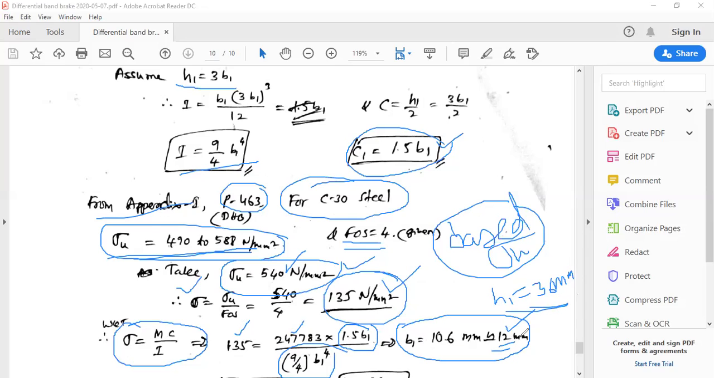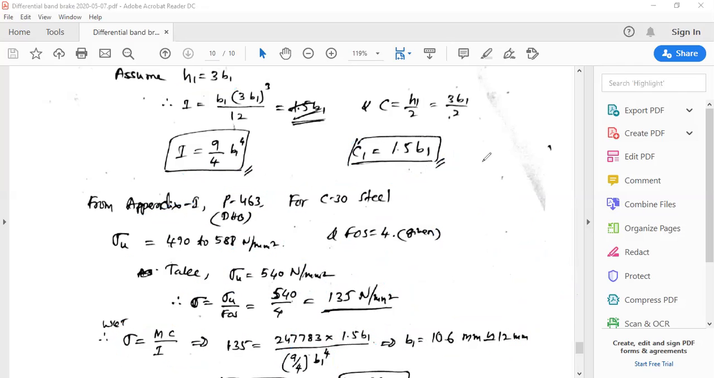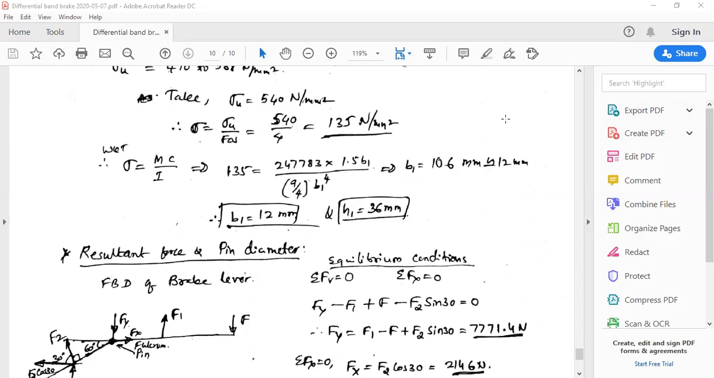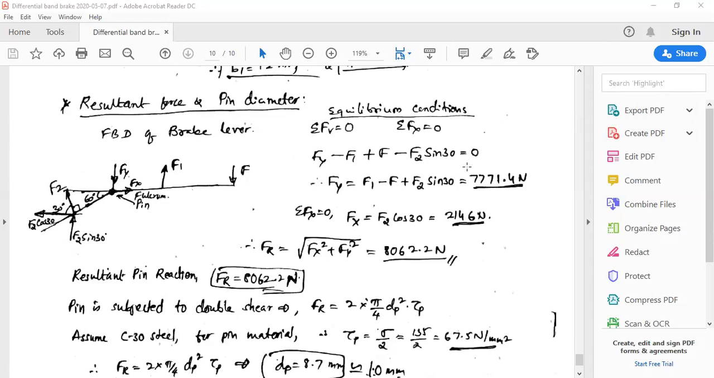Solve it for B1, get the value of B1 as 12 mm. So this completes the design of lever step. Next comes the resultant force calculation as well as fulcrum pin diameter. So before proceeding with the calculation part, we have to plot the free body diagram of the brake lever.